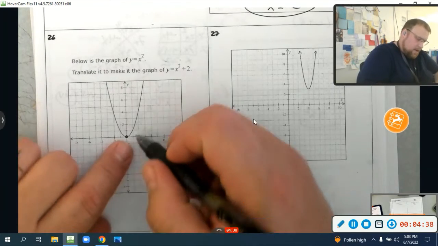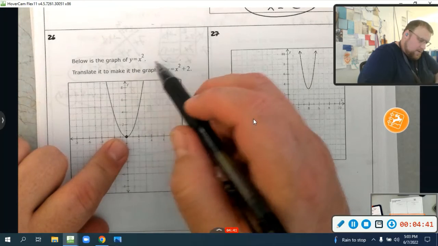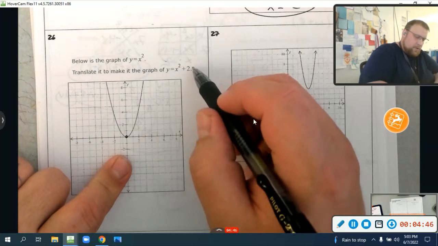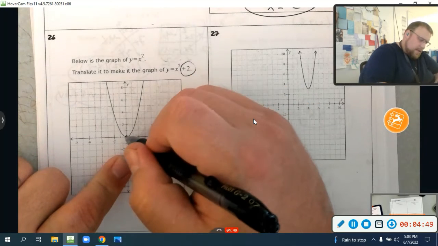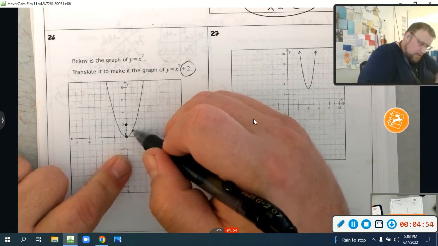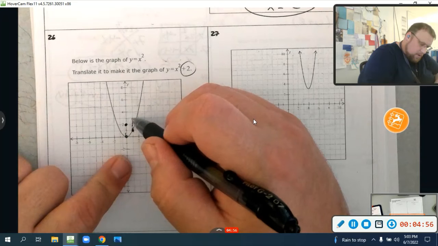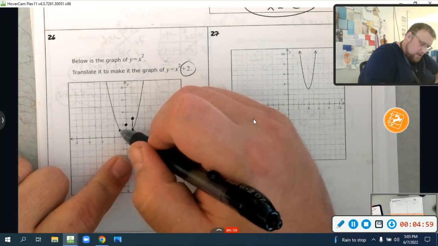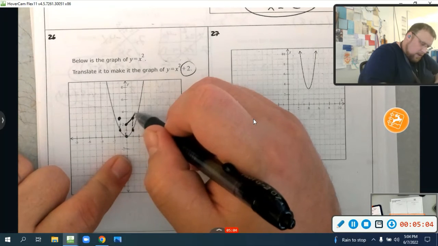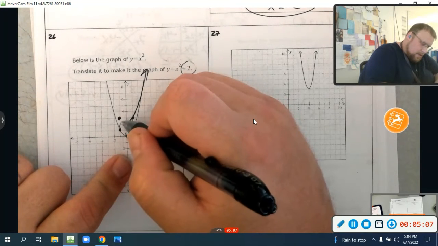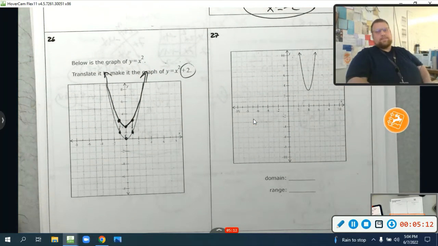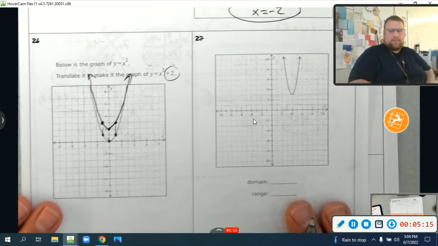Okay, this one right here, y equals x squared is this graph, and we want to translate it to make the graph x squared plus 2. Well, plus 2 on the outside, translate everything up 2. So from here, the vertex goes up to 2. But also we see a nice lattice point here. That's going to go up 2. Same on this side. It's going to go up 2. And then let's just connect those dots, right? Best of our abilities. Boom. We translated it 2 units up.